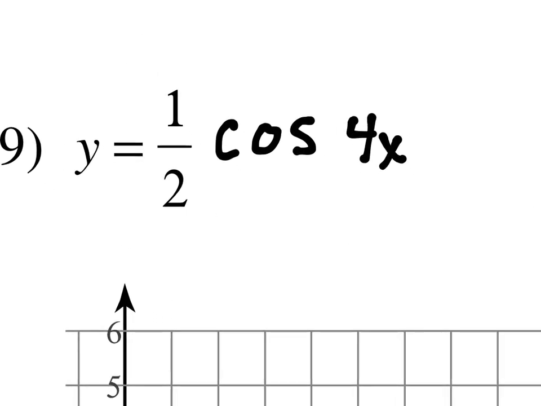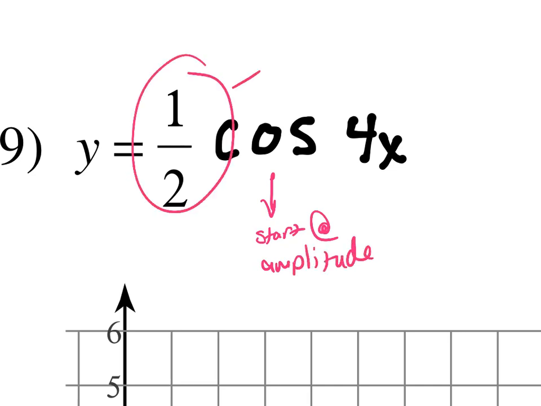Here, do I have anything shifted left, right, up, or down? No, I don't. So that's good. We can see we don't have anything shifted from the x-axis. Since this is cosine, I know it's going to start at the amplitude. And what is the amplitude here? It's positive 1/2. That means it's going to start at 1/2. The lowest it's going to go is -1/2.